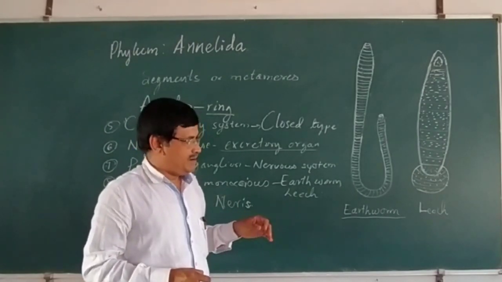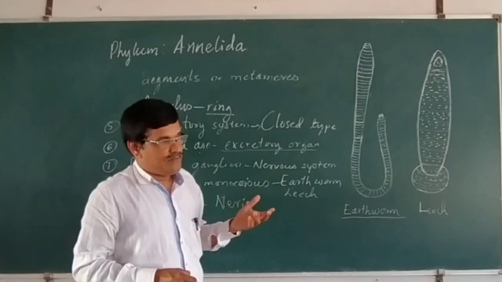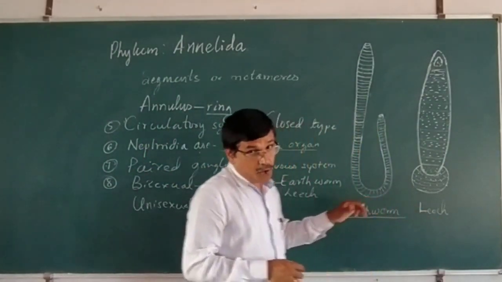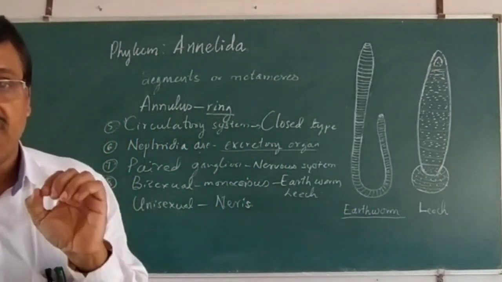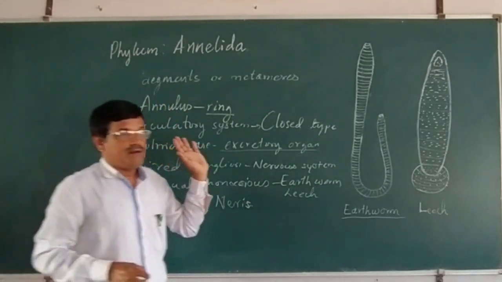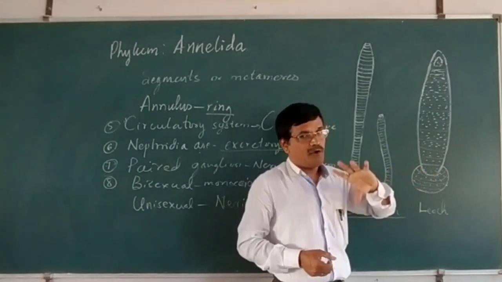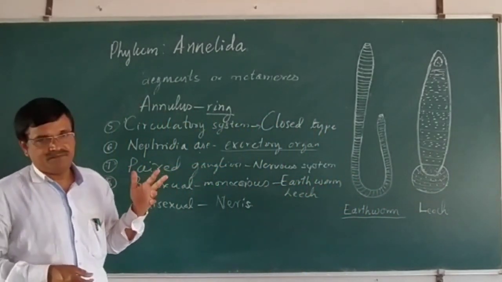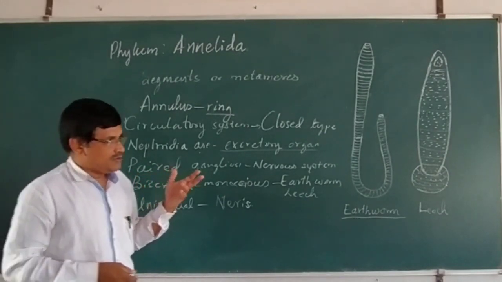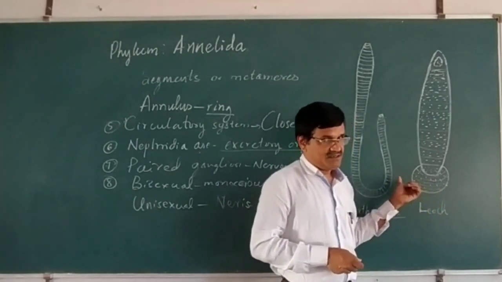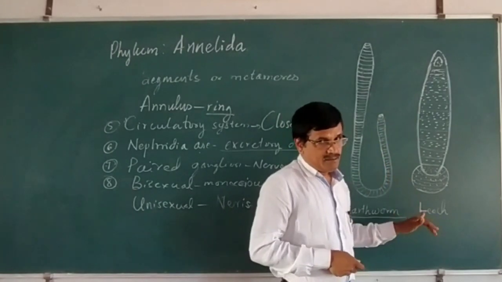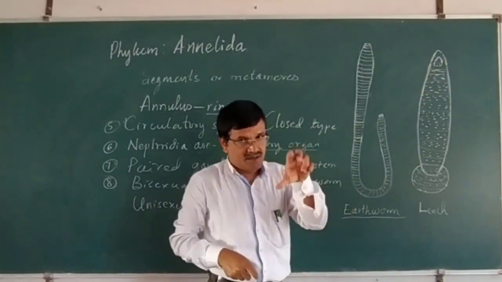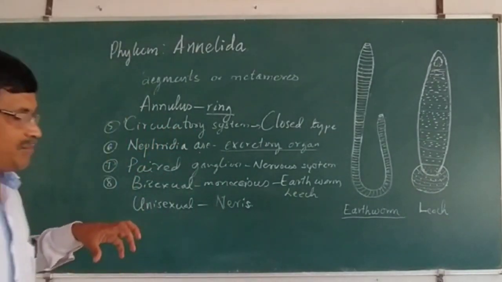It feeds on decaying food materials, decaying bark or leaves, etc. Then the leech is an ectoparasite, a parasitic form of annelid, usually found attached to the external body surface of cattle or other mammals in forests as well as moist places. The leech possesses suckers, an anterior sucker and a posterior sucker. With the help of the sucker, the leech feeds on the blood of the host.